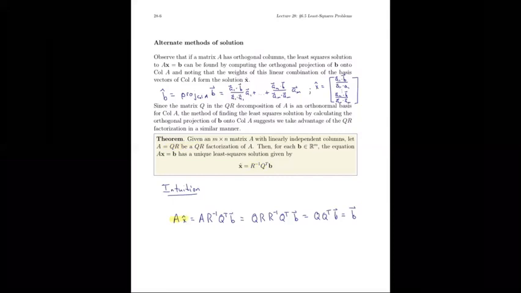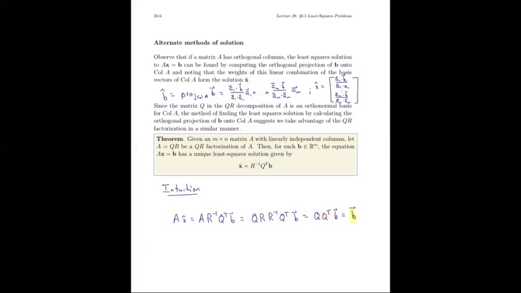If we observe that A times X hat, where X hat is R inverse Q transpose B, we write this down, and this is equal to, remembering that A has decomposition QR, QR times R inverse Q transpose B. Now R times R inverse is the identity matrix, so that cancels out. We're just left with Q times Q transpose, as we see here. Now since Q has orthonormal columns, Q times Q transpose is the identity matrix also. So this is the identity matrix times B.